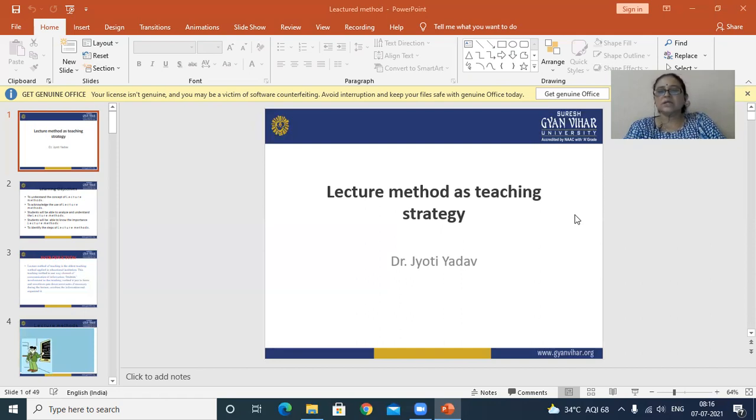In learner center method, or we can say participatory method, all activities go around the student, and it is based on the theory of learning by doing. Nowadays, learner center methods are more popular.